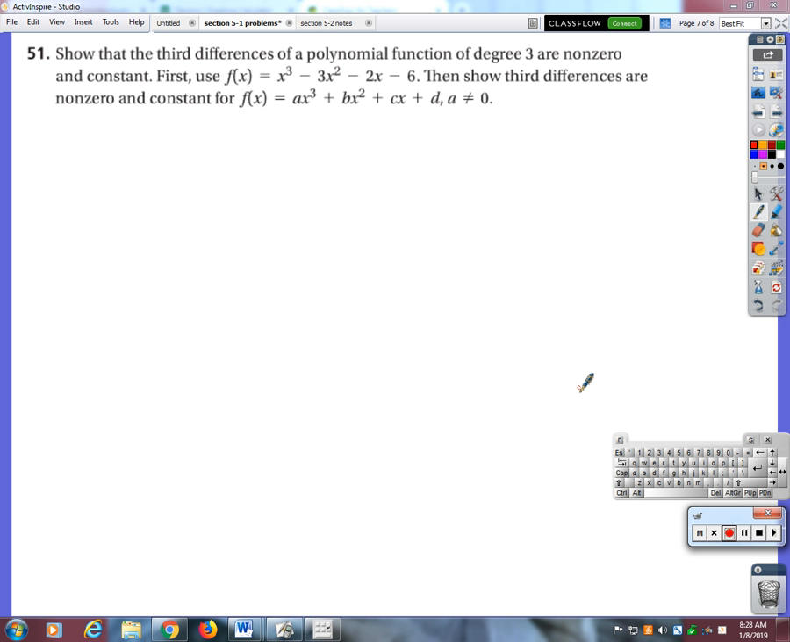Does anyone have their book open or whatever, the x cubed minus 3x squared? So I can go to Desmos and type it in and you guys will tell me what it is.